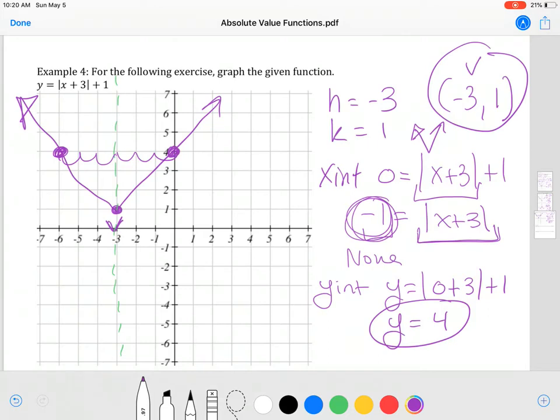And I can always go back in and plug the negative 6 in for x to make sure I get out 4 for y. If I plug in negative 6 for x, negative 6 plus 3 gives me a negative 3. When I take the absolute value of negative 3, whoops, hold on. When I take the absolute value of negative 3, that gives me positive 3. And when I add that to 1, I get 4. So there's my completed graph.